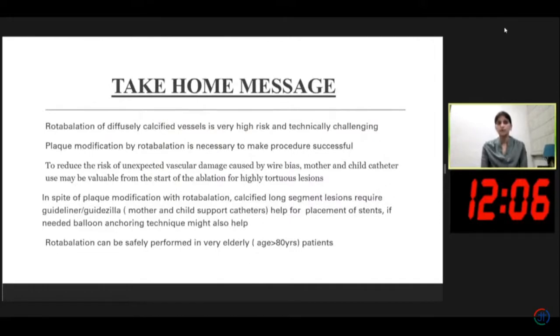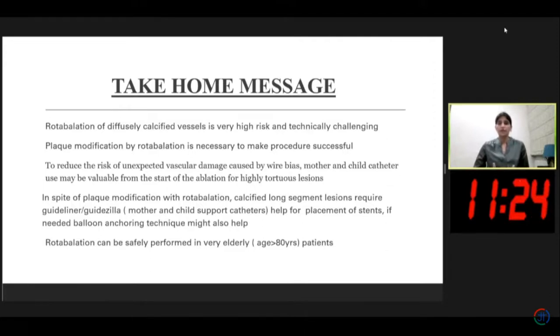Rotablation in diffusely calcified vessels and tortuous vessels is very high risk and can be technically challenging. The main problem with tortuosity is that because of the wire bias, you might have eccentric burring and there are chances of perforation. So complications in the form of perforations are more in these arteries. To reduce the risk of unexpected vascular damage by wire bias, sometimes you can use a mother and child catheter, take your burr to the site of the lesion and then start burring. And most of the time, you are successful in doing rota in these arteries.